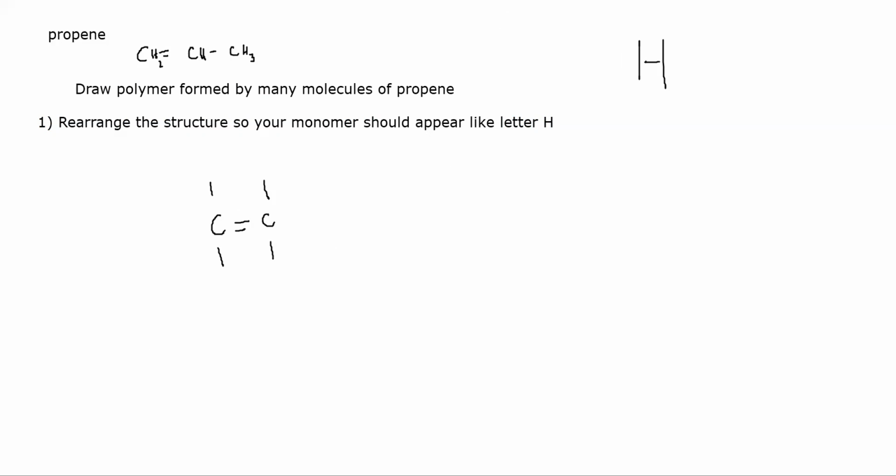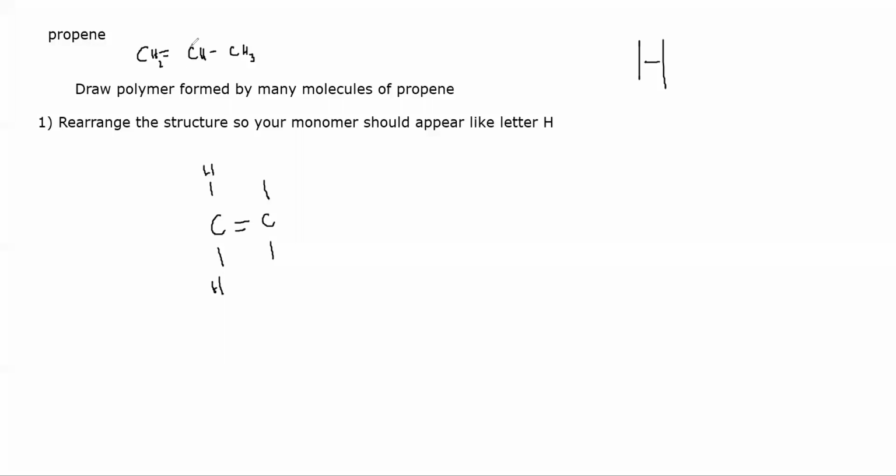So what we have to do: the monomer propene is given, but it does not appear like letter H. So we have to rearrange so that it appears like letter H. First we'll draw this structure. Look, these are the 2 carbon atoms, double bond. With the first carbon, which is having a double bond, how many hydrogen are there? It has 2 hydrogen, so it's up to you. 1 hydrogen you can make it up, 1 hydrogen you can make it down.